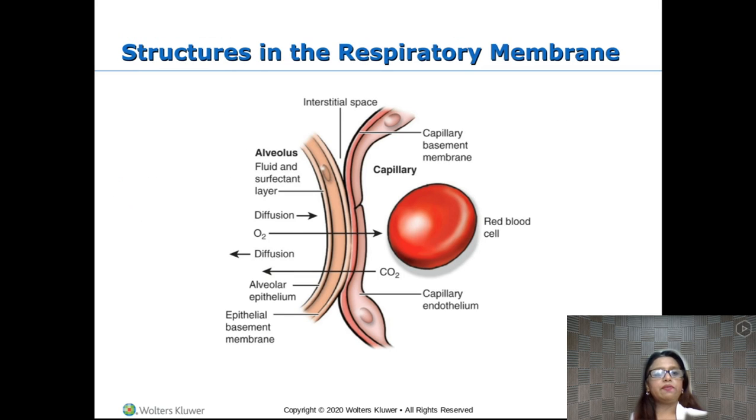This is a very nice picture that shows when air comes in and diffuses through the alveolar wall and goes inside the capillary. This is the blood supply, a capillary bed underneath the lung tissue. The RBCs, the red blood cells, absorb the oxygen and release the CO2, carbon dioxide. So when we inhale, the oxygen goes in, and when we exhale, the carbon dioxide moves out.